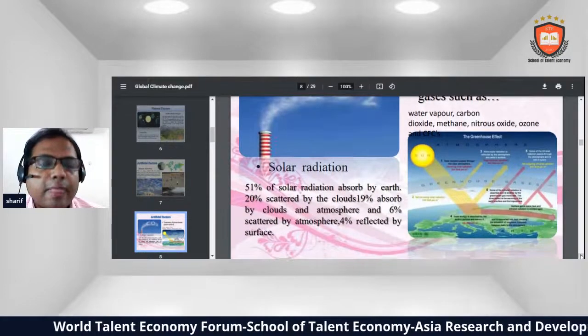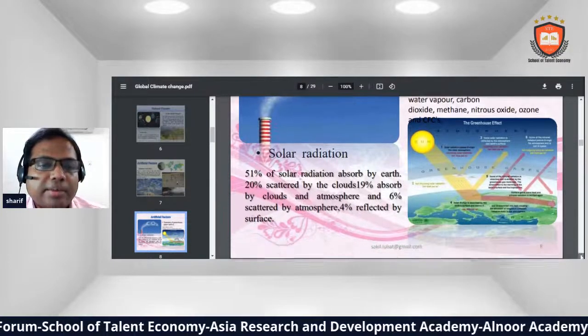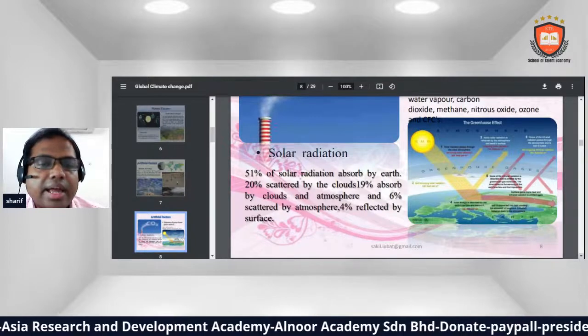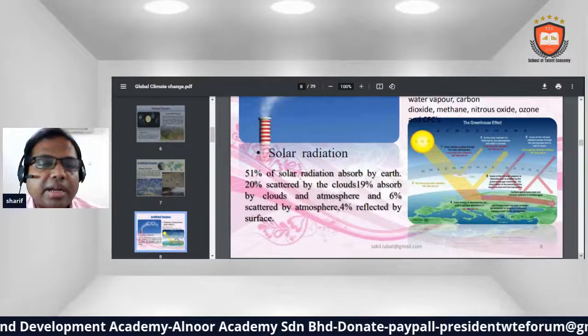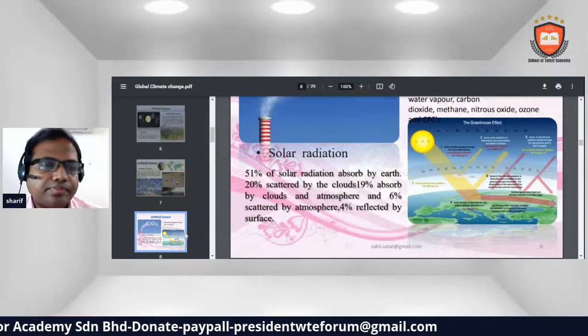Solar radiation. 51% of the solar radiation is absorbed by Earth, 20% is scattered by the clouds, 19% is absorbed by the clouds and atmosphere, 6% is scattered by the atmosphere, and 4% is reflected by the surface.